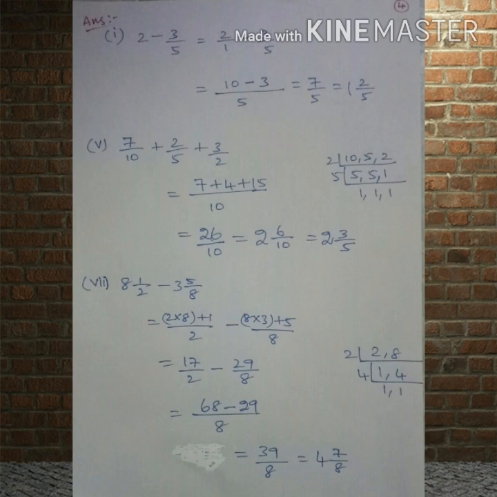10, 5, 2. Among the three numbers, 2 is divisible by 2, so we have to take 2 first. 5 2s are 10. 5 doesn't divide by 2, so we keep it as 5. 2 divided by 2 will get 1. Among the three numbers, 2 numbers are 5, so we will move with 5.